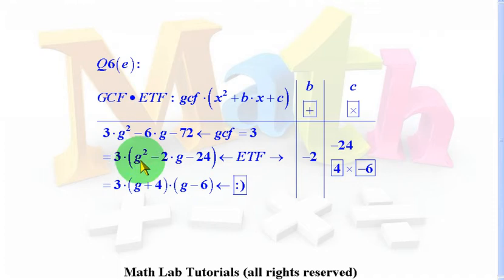And over here we identify this as an ETF. There's the ETF right there. The coefficient of g squared is just 1. So you identify that as an easy trinomial factoring. The A value is 1, the B is negative 2, and the C is negative 24. So at this point, you set up your little chart over here with B, C, add, multiply. Okay, so we need two numbers that add to give you a negative 2. So you just drop the negative 2 down over here.